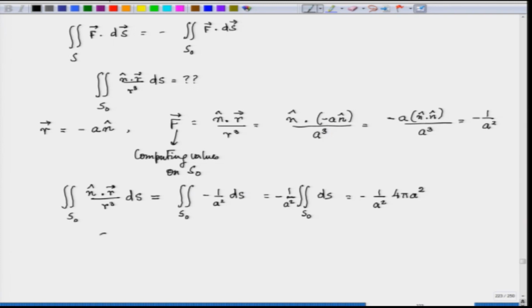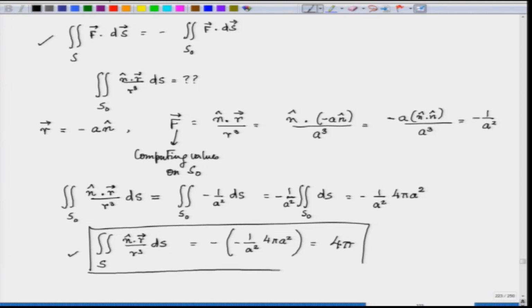Now the integral over S of n vector dot r vector by r cube ds is equal to minus of this integral, which is minus of minus 1 by a square times 4 pi a square, because the area of the surface is 4 pi r square. So this is nothing but 4 pi. This is the answer. When 0 is inside, there is a beautiful simple answer, which is 4 pi.